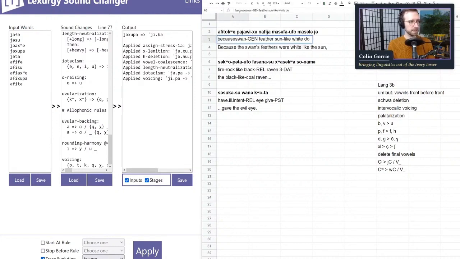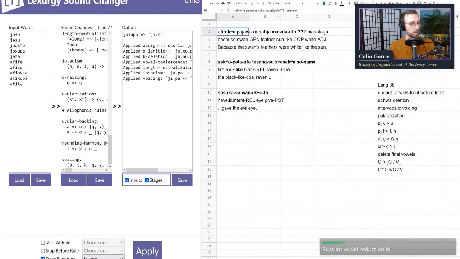And let's update our gloss, because the swan's feather literally did white like the sun. We can then take this do and turn it into a kind of an adjective marker. Masalaya. This reminds me of Russian, actually. And we can then put in some sort of a copula, which we don't have yet. So now we have because the swan's feathers. Oops, I think we need the copula to go before masva ufo. Yeah, that's right.